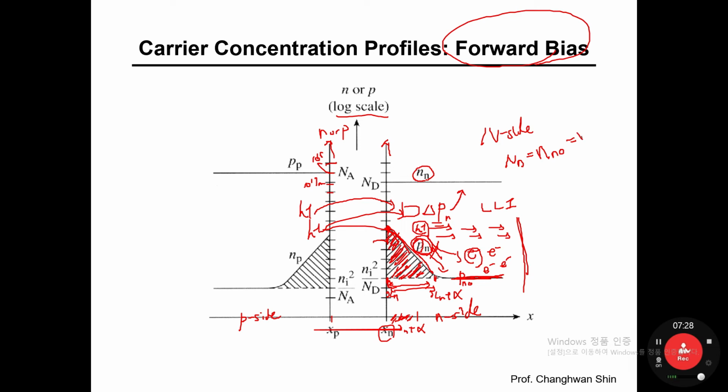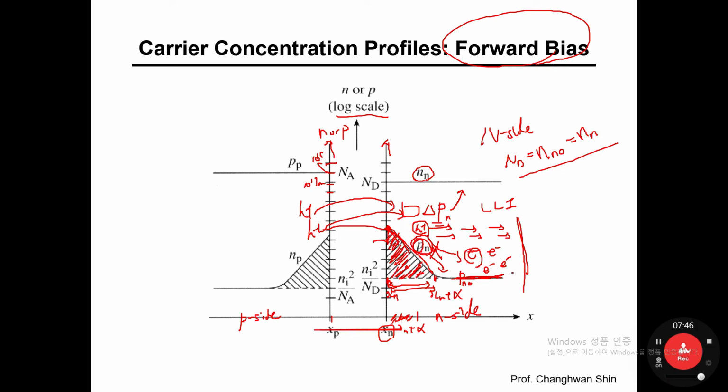And that value should be identical to the n sub n under forward bias because of the low level injection. So the majority carrier concentration can never be affected too much. Okay, so this equation is still valid. What about the minority carriers?